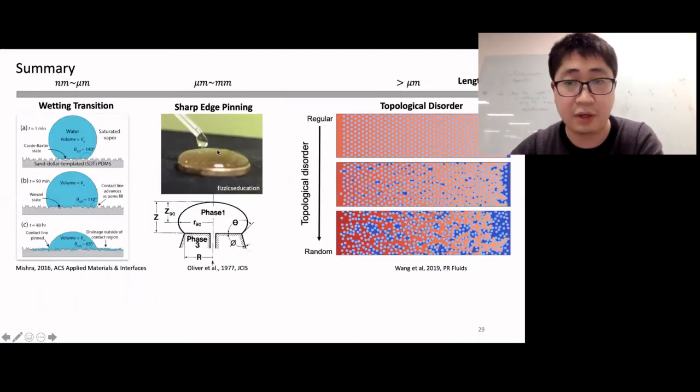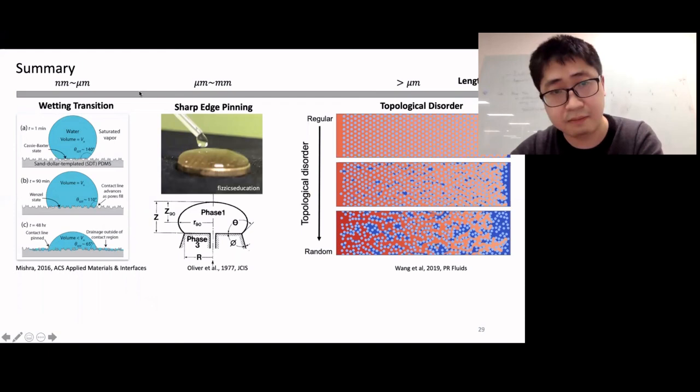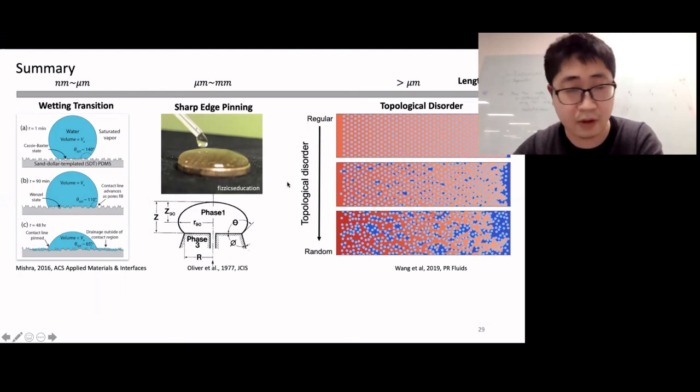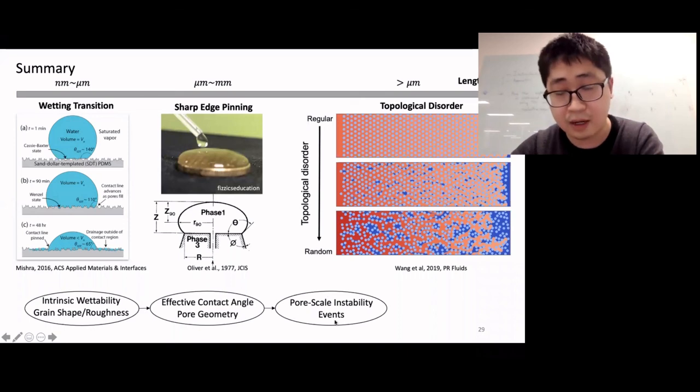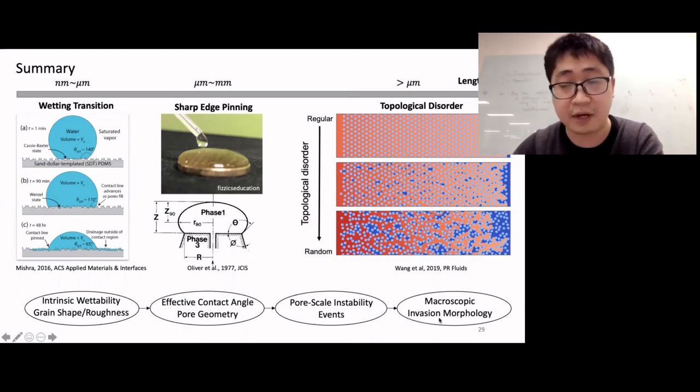So, just a summary, we looked at different physical mechanisms at different scales. We studied how they influence the displacement process. And overall, the conclusion is that the intrinsic wettability plus the particle shape and roughness influence the effective contact angle. And then the effective contact angle combined with the pore geometry determines the pore-scale instability events. And this finally determines the microscopic invasion morphology.